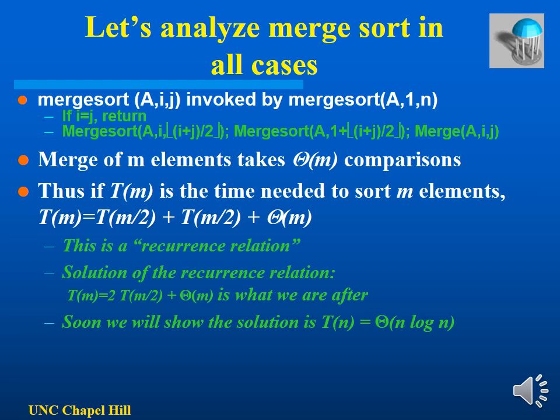That equation is a recurrence relation that can be rewritten as T of m equals 2T of m over 2 plus theta of m. This recurrence relation is what we're after and have to solve. That is to say, we need to find a solution of the form T of n equals theta of some function of n. And in the upcoming videos, we'll see that the solution of that is T of n equals theta of n log n. What we've concluded is that merge sort is a theta of n log n algorithm.